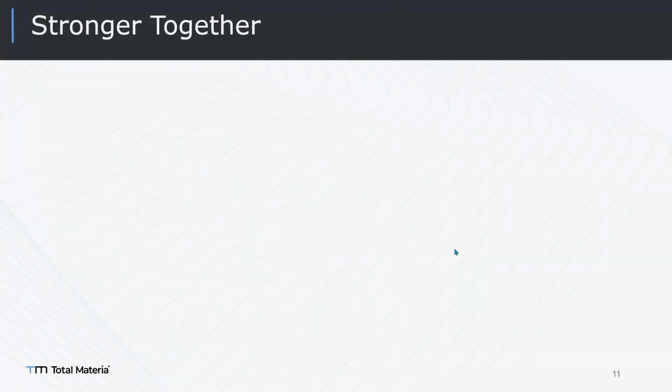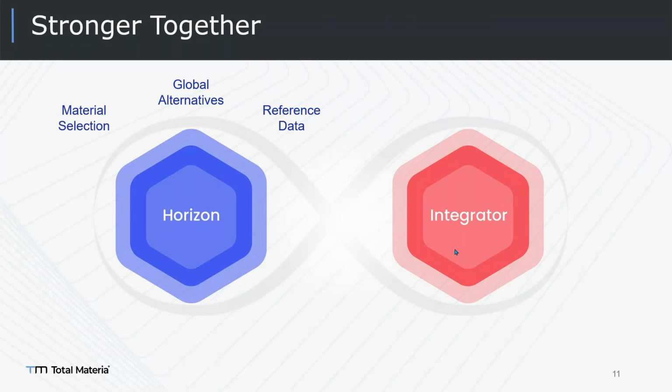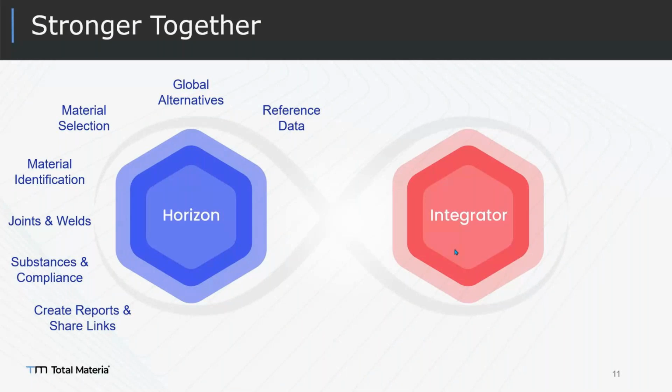So that's really connecting your world to our world. And what we mean by that is for Horizon, you have a lot of reference data, global alternatives information. You could help with the material selection process as well. Material identification, joints and welding information, substance and compliance information as well. And then you could create internal reports and advanced material properties, and you're able to export that data.